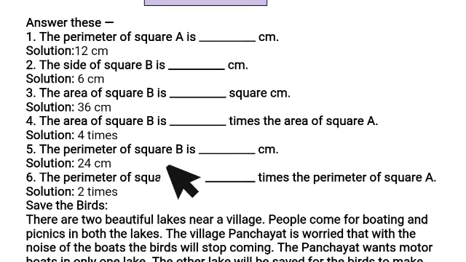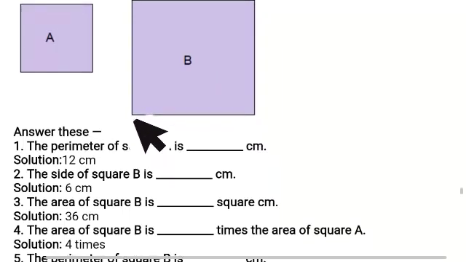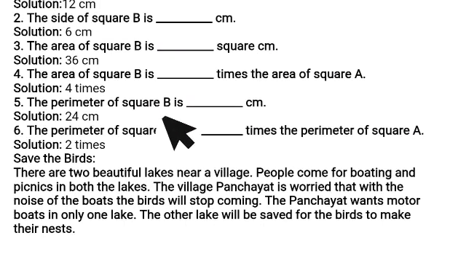What is the perimeter of square B? One side is 6, so adding 6 four times. 6 plus 6 plus 6 plus 6. 6 plus 6 is 12, 12 plus 6 is 18, 18 plus 6 is 24 centimeter. That's why the perimeter of square B is 24 centimeter.